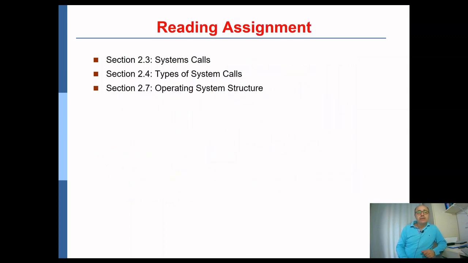So that would be the end of this chapter. Please read the assignments listed here. Note that these numbers are, as far as I remember, for the 9th edition of the textbook. So if you're using the 10th or another edition, the numbers could be different. But the topics should be the system calls, types of system calls, and the operating system structure.